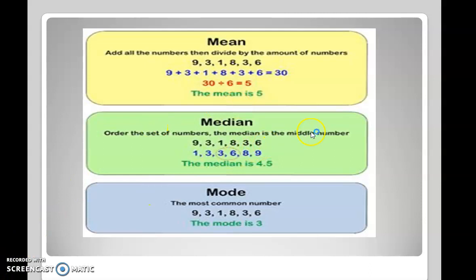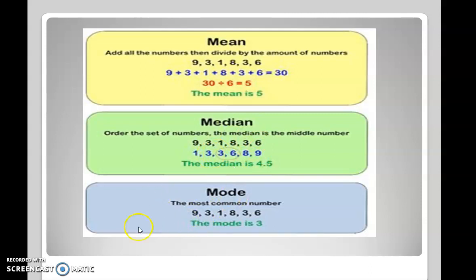Next is the median. For the median, we order the set of numbers and find the center point or middle. So first we order the data: 1, 3, 3, 6, 8, 9. The middle values are 3 and 6, so the median will be 3 plus 6, 9, divided by 2, which is 4.5. This will be the median.